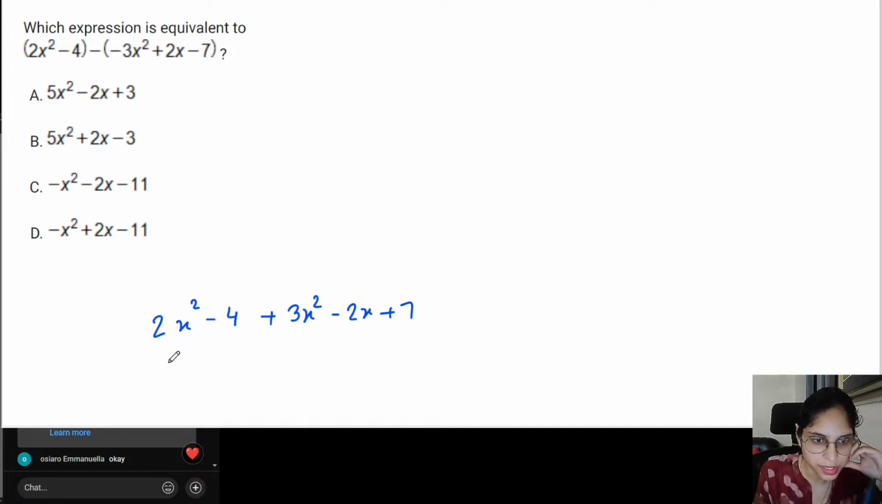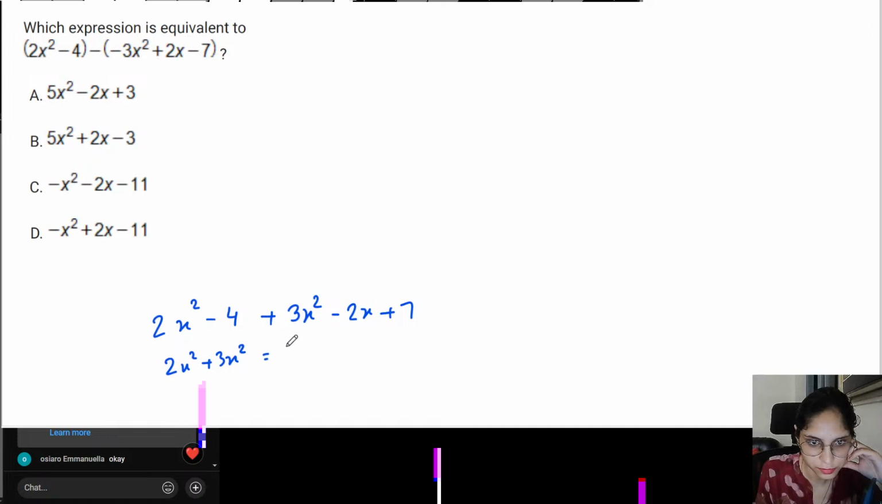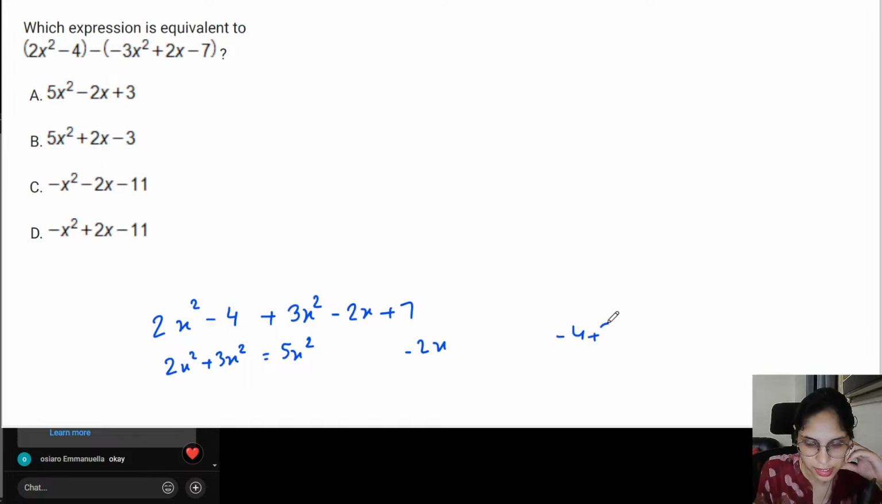So 2x square plus 3x square is going to be 5x square. There's only negative 2x, so it's going to be negative 2x. Then you have negative 4 plus 7, that's going to be 3. So answer is 5x squared minus 2x plus 3. This is our answer.